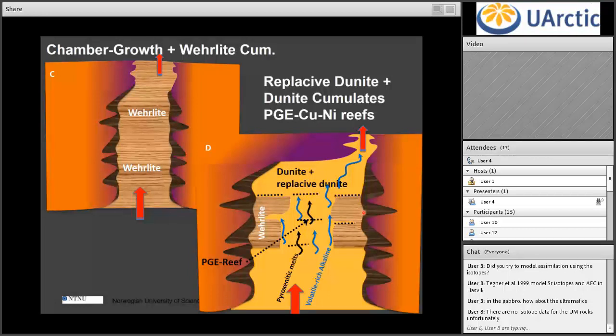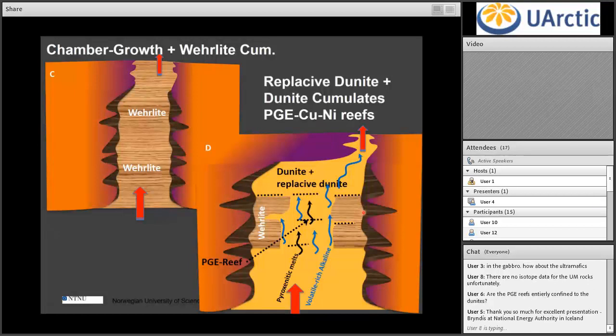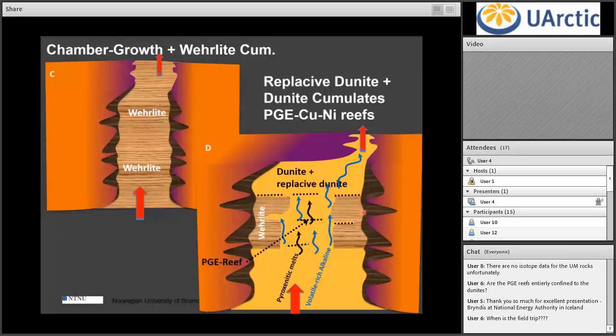When you saw these contaminated hafnium and neodymium values, these were from the most contaminated parts of the Hasvik gabbro, plus from the paper by Richard Roberts, or actually from his thesis. I don't think he has published yet, but from his thesis from 2006, he also analyzed radiogenic isotopes in many of the gabbros, and he confirmed the range that was originally described by Christian.